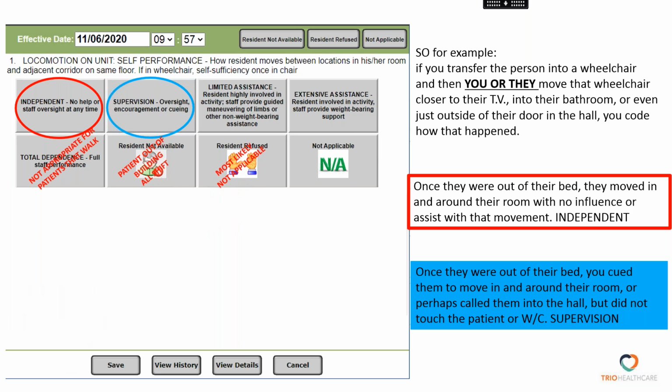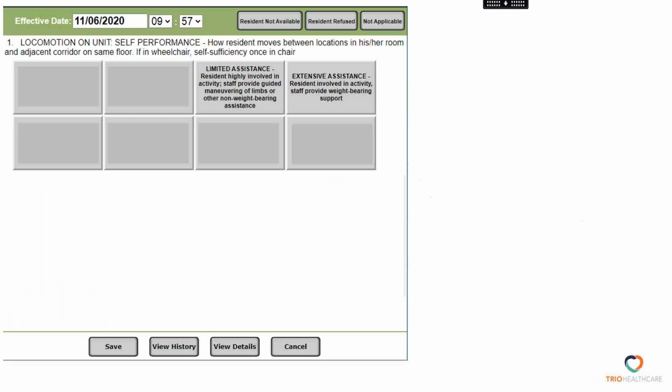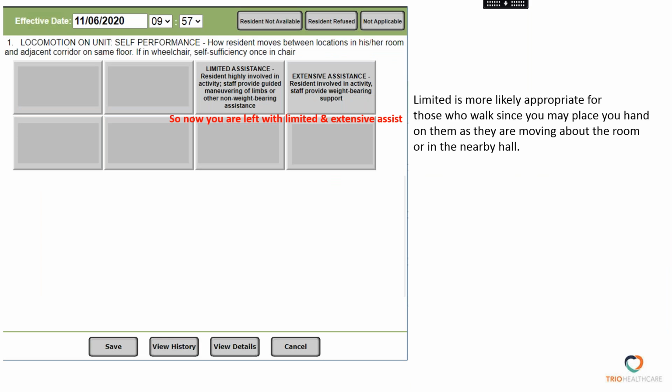And as we talked about when we opened this up, not applicable is only going to be appropriate if they didn't get out of bed for your entire shift. So now we've talked about independent and supervision and all of these others that are probably not going to be as appropriate. And we are now left with limited assist and extensive assist. So limited is going to be more likely appropriate for those that walk, since you may put your hand on them as they're moving about the room.